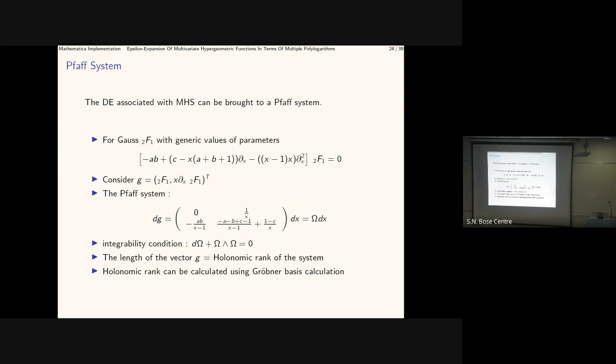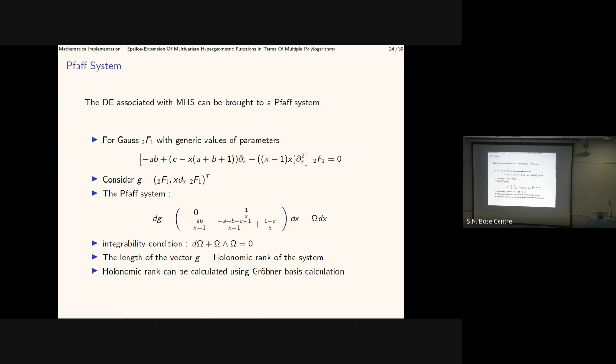Okay, so to change the function, to test the procedure a little bit, we first bring the ODE of 2F1 to something called Pfaffian form. We construct this vector g, that has the function as the first element and its derivative as the second element. If you apply the derivative operator on that, you can find the matrix differential equation as a Pfaffian system with the integrability condition there. And it turns out that for multivariable hypergeometric functions, you can do the same, but the length of g will be different for different functions. In this case, it is 2.